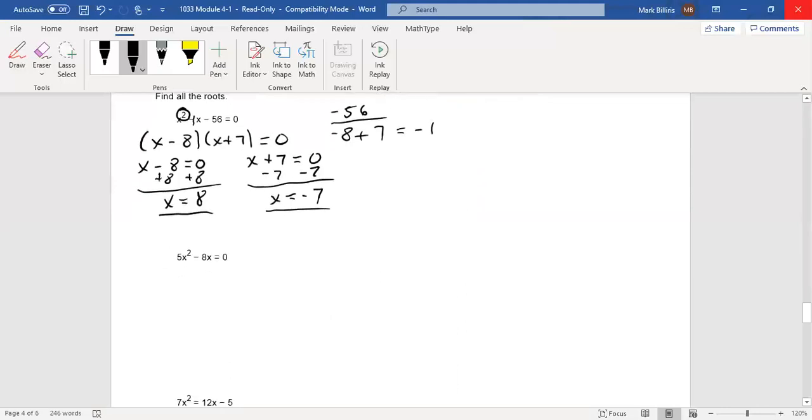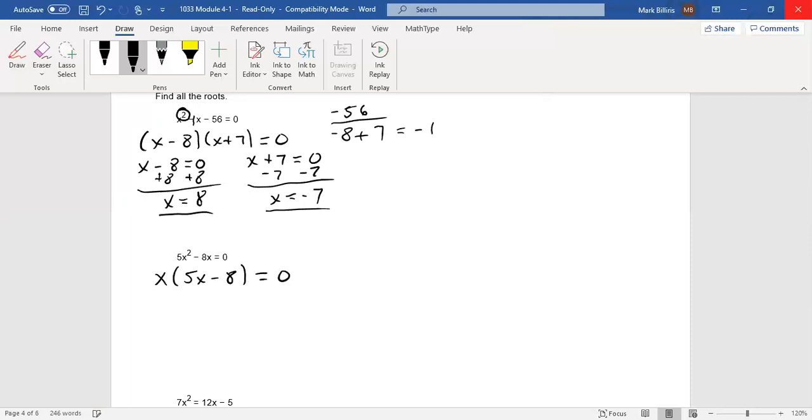Our next problem, again, we're solving a quadratic. So the first thing we do is set it to 0. It's already set to 0. So my next step is to factor. My first step in factoring is to remove the greatest common factor. In this case, it's x. So I'm going to remove an x, and that's going to leave me 5x minus 8.